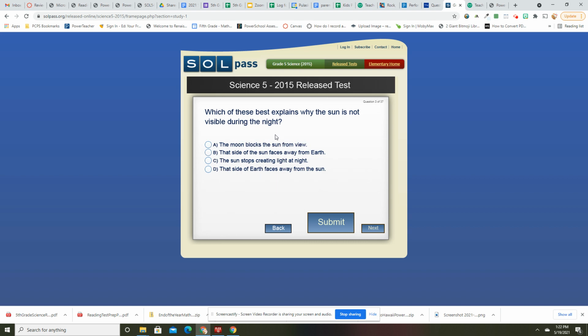Which of these best explains why the sun is not visible during the night? The moon blocks the sun from view. The side of the sun faces away from the earth. The sun stops creating light at night, or that side of the earth faces away from the sun. So it would have to be that we face away from the sun, and that's why we can't see the sun anymore.